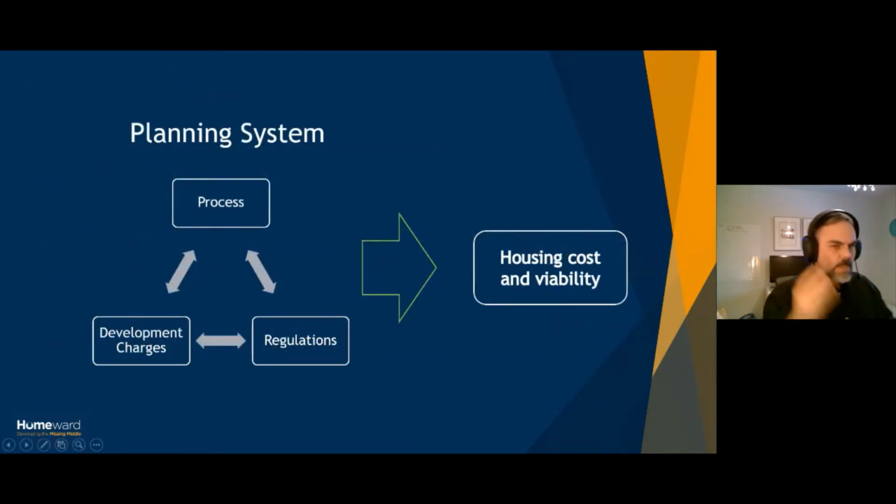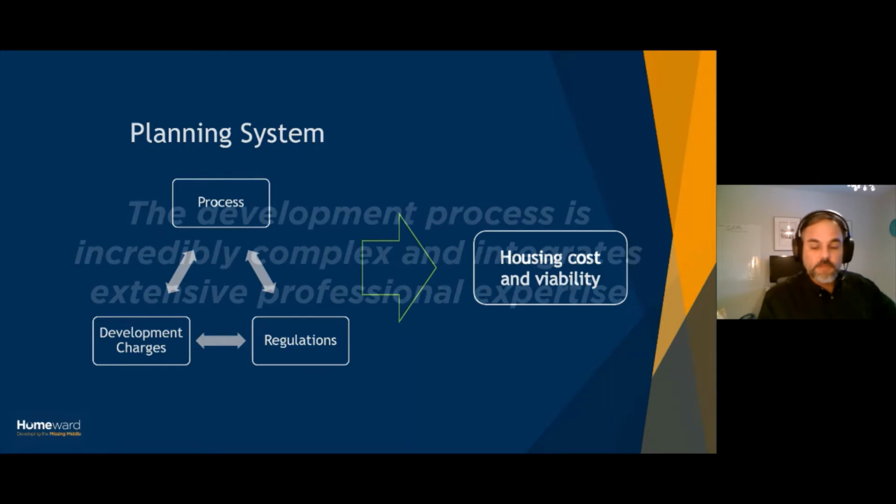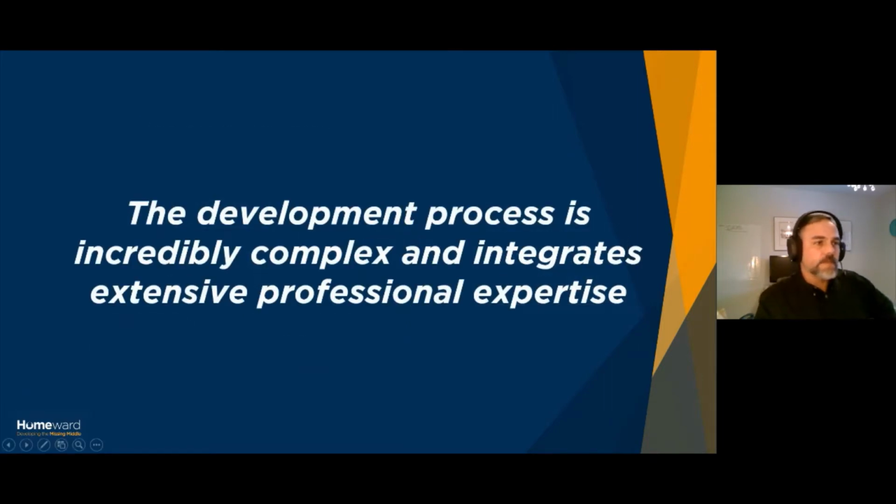So I'm going to talk about 3 more components of the planning system and how this relates to housing cost and availability and viability. First of all, I don't think anyone on this session is going to be surprised that the development process is not only incredibly complex, it integrates extensive professional expertise.